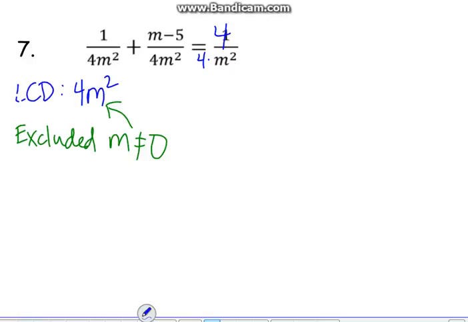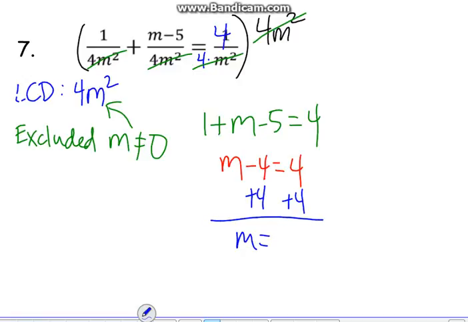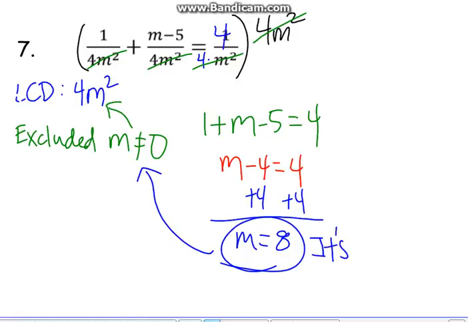Now I can move into that step where I multiply everything by the denominator. All of my denominators go away, and I'm left with just my numerators. 1 plus m minus 5 equals 4. Go ahead and combine the like terms on the left side. 1 and negative 5 combined together to give me negative 4. Add the 4 to both sides. And we have m equals 8. That was not one of my excluded values, so we say it is okay. No problems there at all.